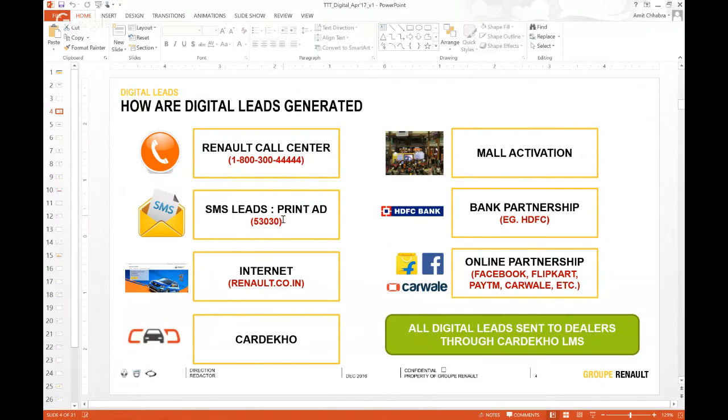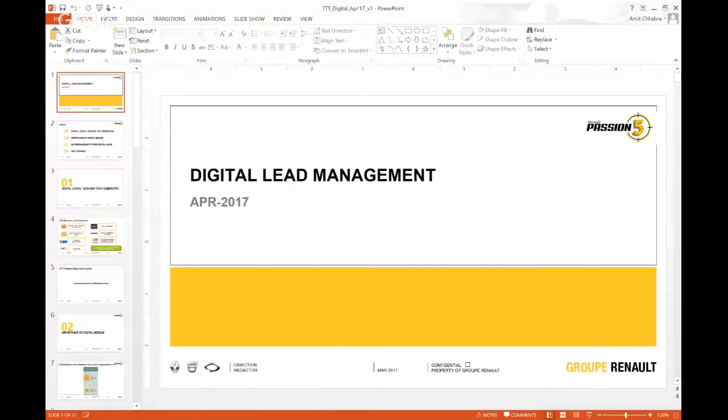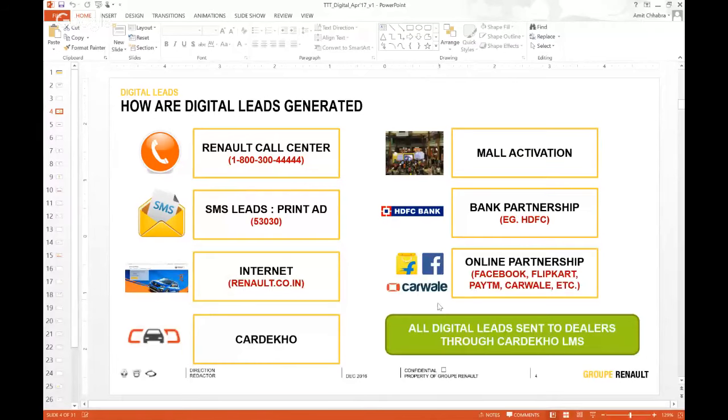Similarly, we get SMS leads. These are from print ads, website ads, and newspaper ads, where a short code is given for customers to SMS. These leads are received by us, call verified by our team, and then passed on to you if they are interested in buying a Renault car. Similarly, leads are also generated from the Renault website and call verified the same way. Renault also does small activations and has partnerships with other platforms like HDFC Bank, where they run different campaigns, because of which some leads are also generated. These are also received by us, verified accordingly, and then passed on to you.